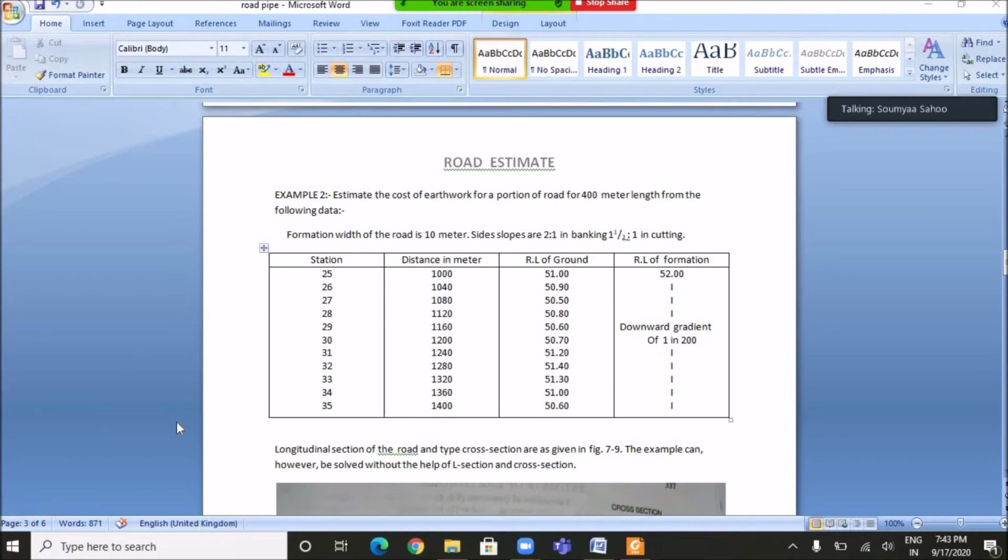In that video, we had calculated or estimated the cost of earthwork for a portion of road which was having only banking work. So in today's lecture video, I have taken up another kind of numerical, and here both cutting and banking work is to be done. So we will try to understand this numerical.